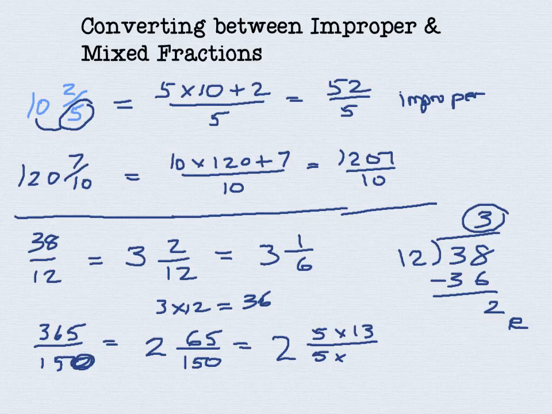30 times. So your answer, when reduced, would be 2 and 13/30. And that's how you convert back and forth.